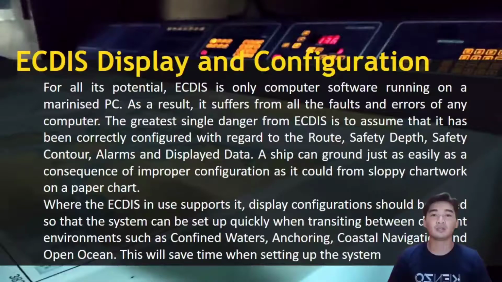Where the Ecdis in use supports it, display configurations should be saved so that the system can set up quickly when transiting between different environments, such as confined waters, anchoring, coastal navigation, and open ocean. This will save time when setting up the system. Since we can save data on the Ecdis, we can use it to save time just using the displayed configuration being used during the previous voyages. Now, let's proceed to a more specified data with regards to the display setup of the Ecdis.